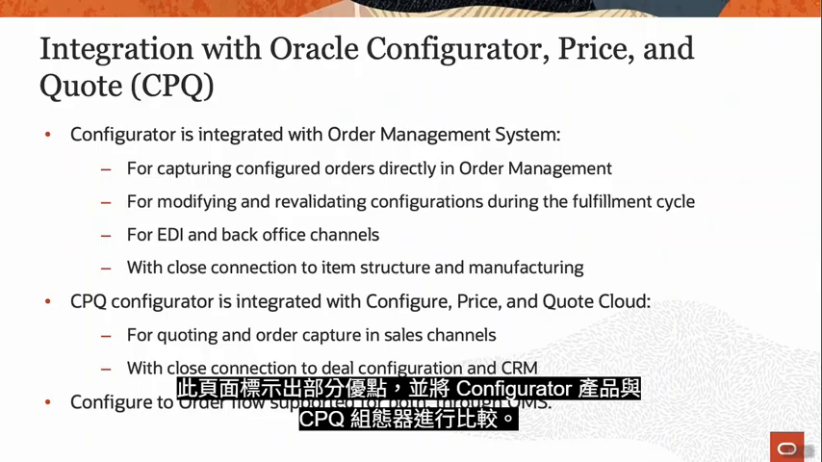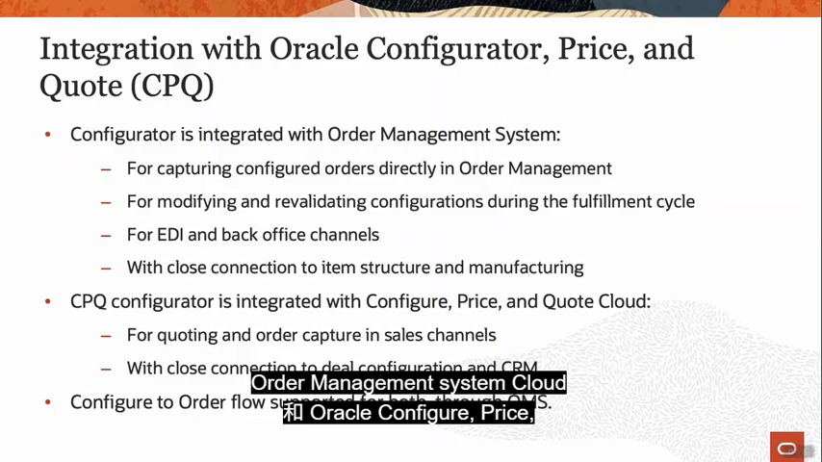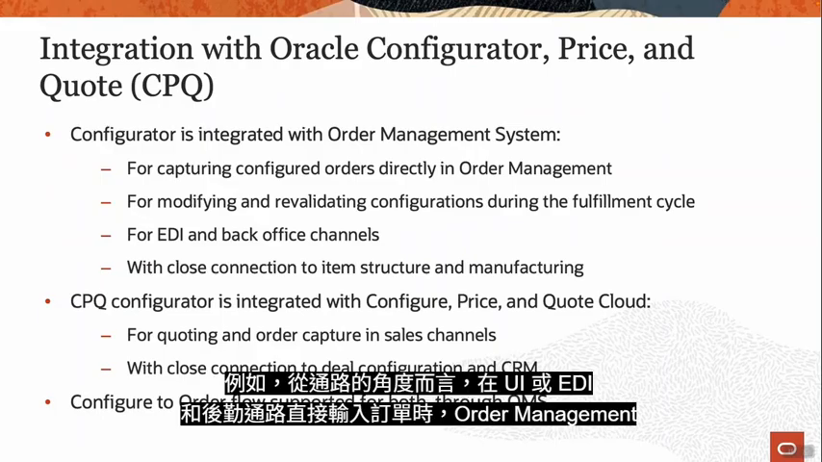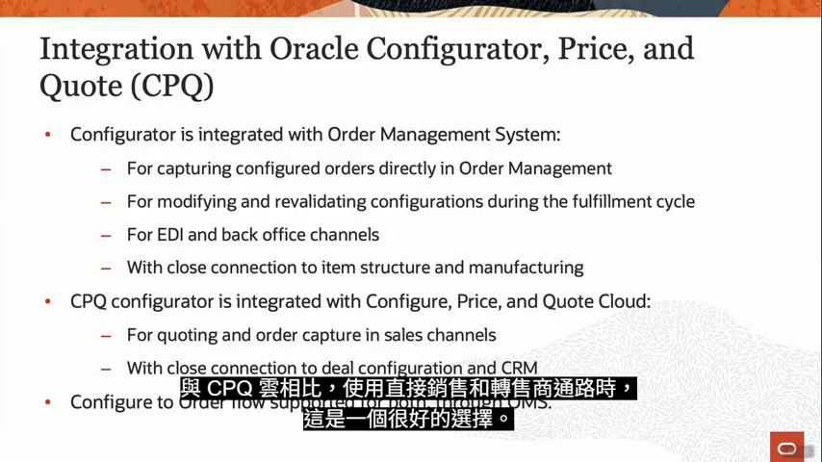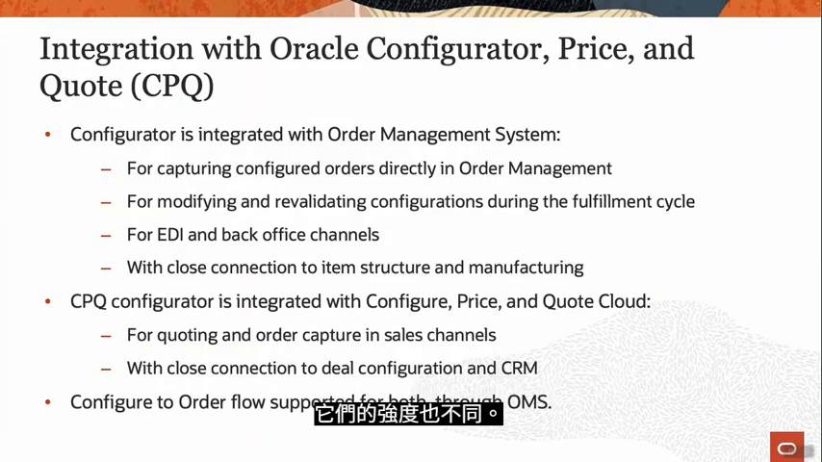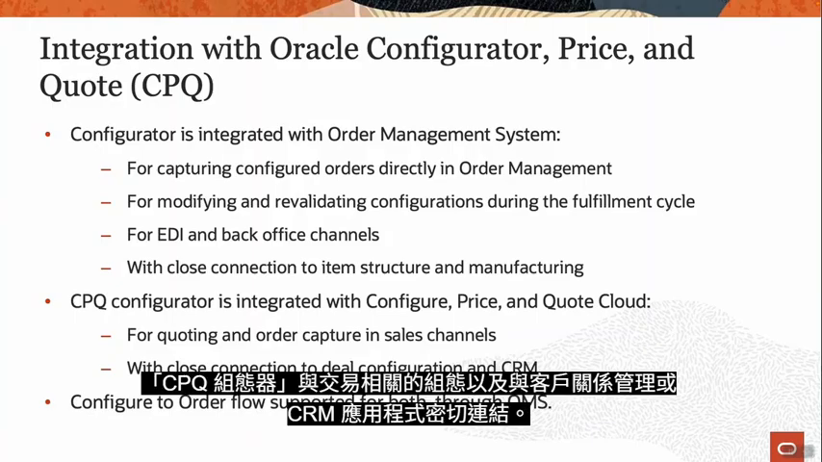Their strengths are different too. For example, the configurator is closely connected to product manufacturing, whereas the CPQ configurator is closely connected with configuration related to deals and also with the customer relationship management, or CRM, application. From an order capture perspective, if orders are captured through the Order Management Cloud system, then you use the configurator which is integrated with Order Management. If the orders are captured through CPQ Cloud, then the configurator used is CPQ.